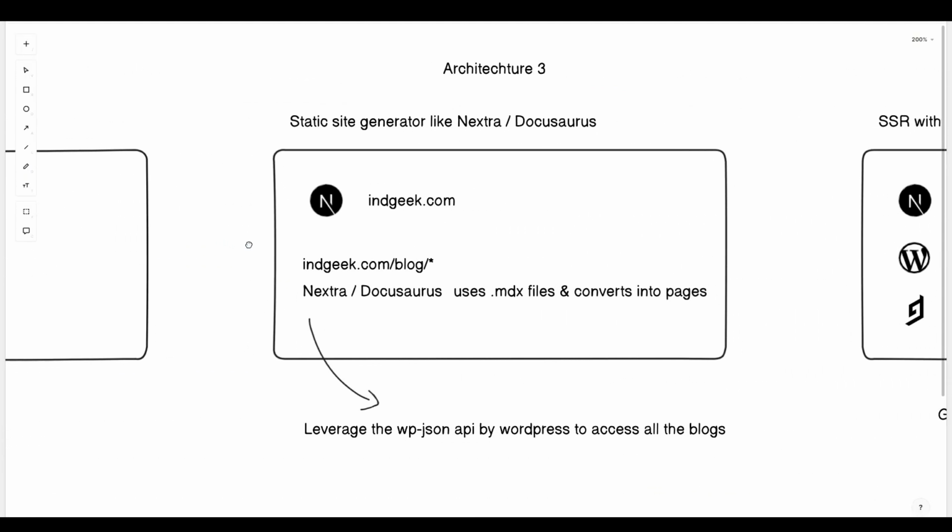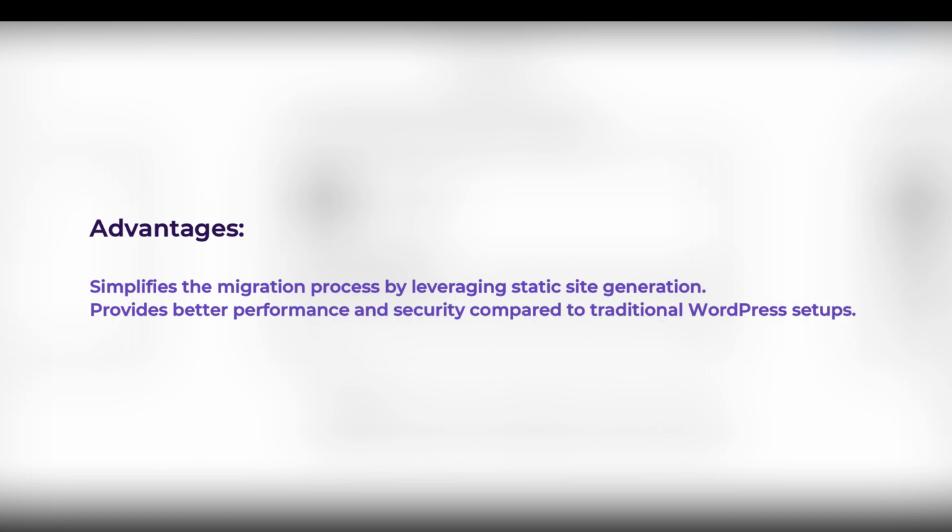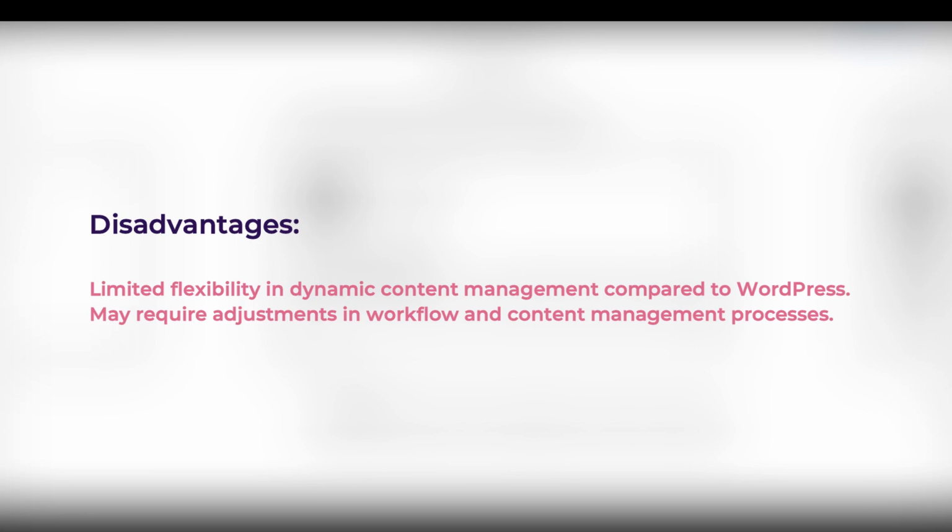Now coming to architecture 3, we can use a static site generator like Nextra for blogs and proceed with the simplest transition for the rest of the pages. This simplifies the migration process by leveraging static site generation, and provides better performance and security compared to traditional WordPress setups. The downside is that it has limited flexibility in dynamic content management compared to WordPress.